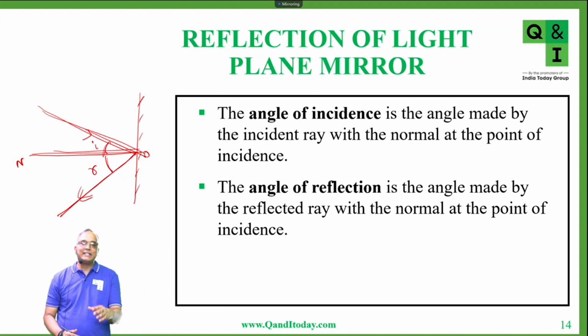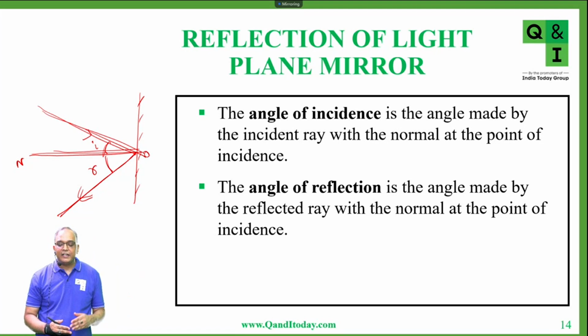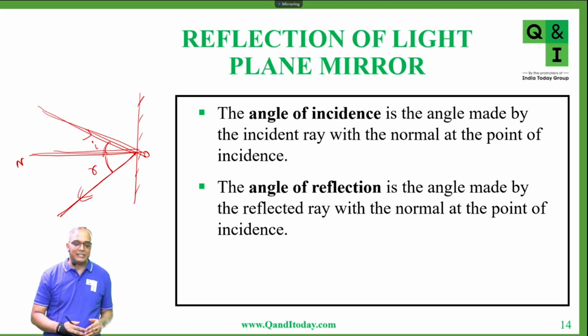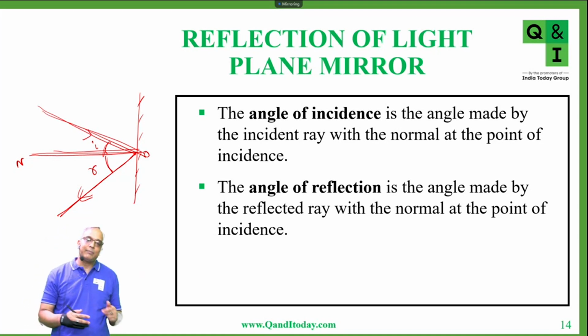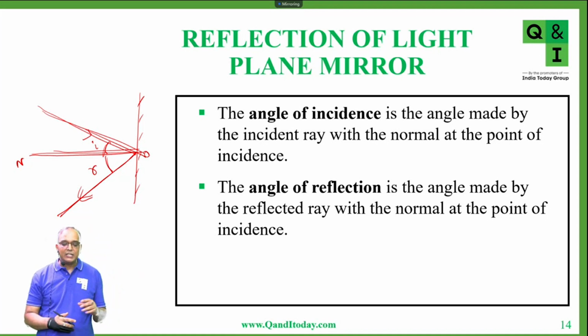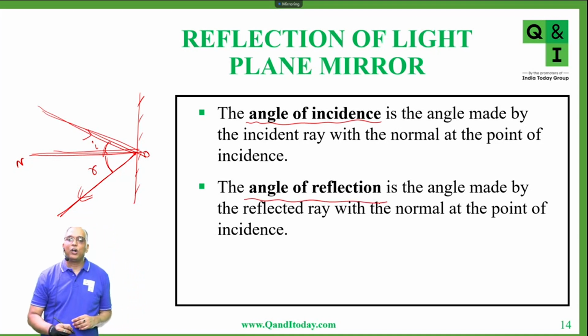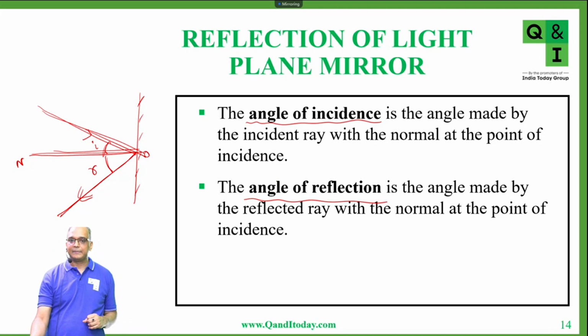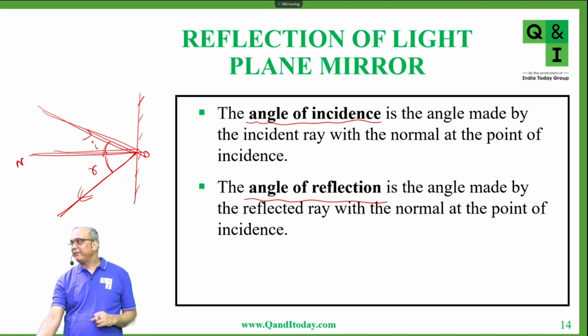So the definition is, angle of incidence is the angle made by the incident ray with the normal at the point of incidence, and angle of reflection is the angle made by the reflected ray with the normal at the point of incidence. Okay, so these are the two definitions which you need to remember for angle of incidence and angle of reflection. Shall I move ahead?